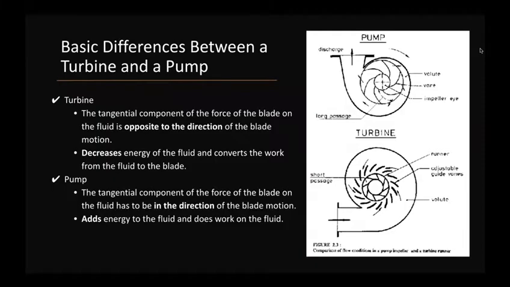So I will be talking about the basic differences between a turbine and a pump. Within a turbine, the tangential component of the force on the fluid is opposite to the direction of the blade motion. It decreases the energy of the fluid and then converts the work from the fluid to the blade. Within a pump, the tangential component of the force on the fluid has to be in the direction of the blade motion. This adds energy to the fluid and does work on the fluid as well. And on the right is an illustration comparing the two different types of devices.